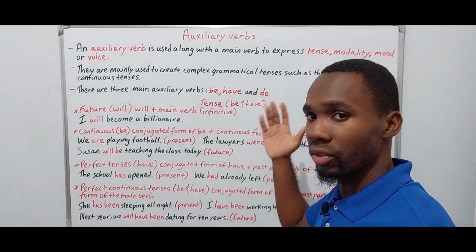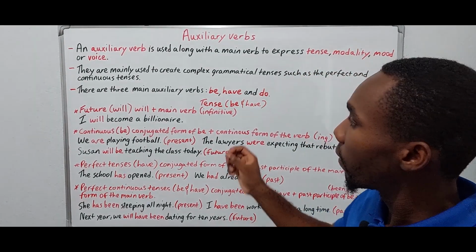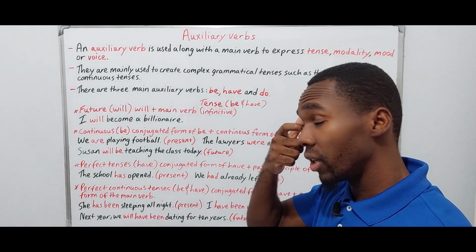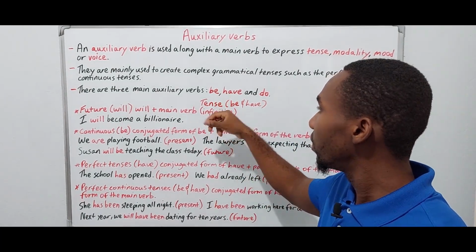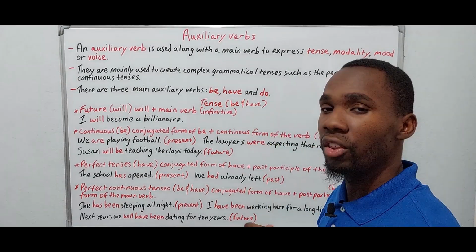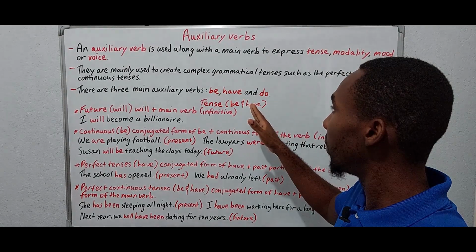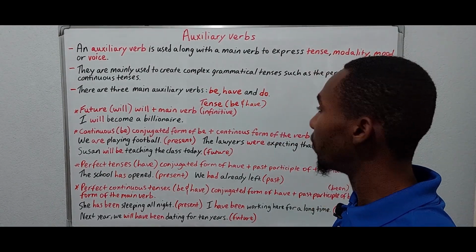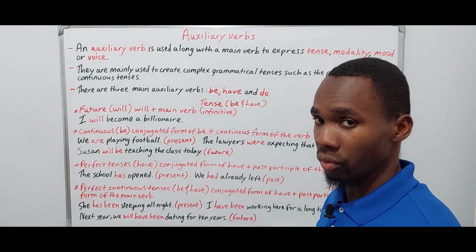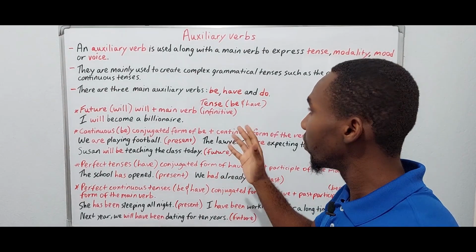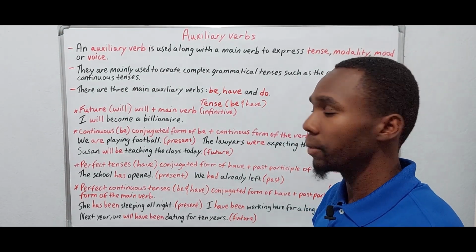But of course, as you see above, there are other uses. But when it comes to these verbs, there are three main auxiliary verbs: be, have, and do. Those are the three main ones. And you will see why those are the three main ones, because when it comes to the functions, these are the three verbs that are going to be used, okay? So these are the three main auxiliary verbs in English, okay?